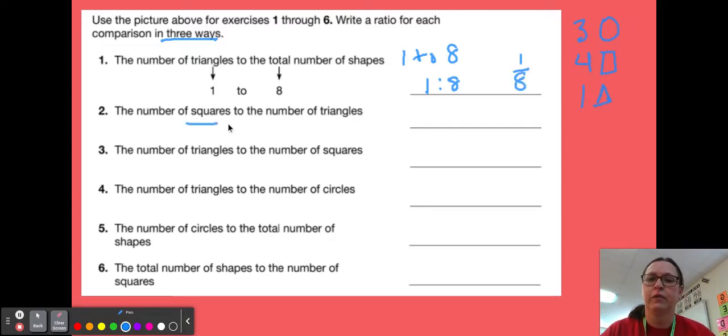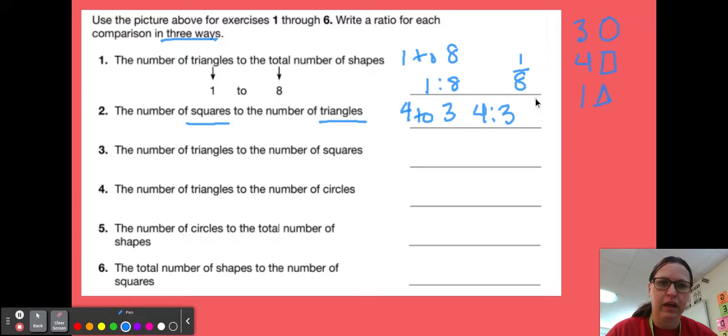Now let's look at the number of squares to the number of triangles. How many squares are there? There's 4. How many triangles are there? There's 1. So I have to put them in order. Squares, there's 4 squares, and there's 1 triangle. Another way I can write it is 4 with a colon 1, and as a fraction, 4 over 1.